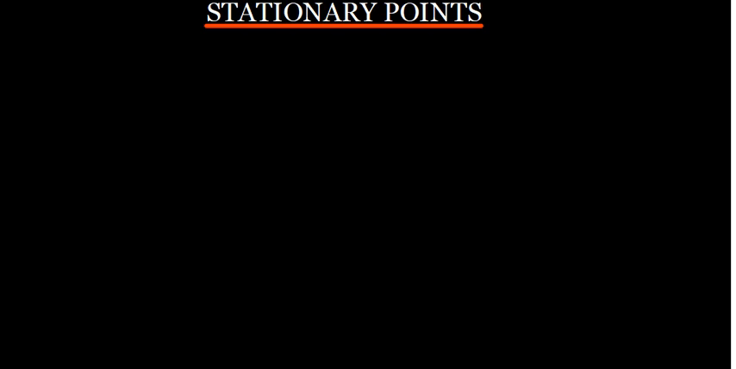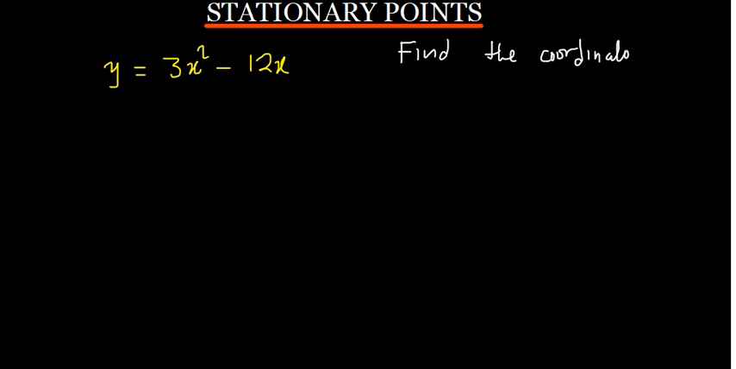Let's say we have been given a curve y is equal to 3x squared minus 12x. The question is: find the coordinates of the turning point or the stationary point of this curve. Find the coordinates of the stationary point. Now this question, you mostly see it in paper 2 of mathematics.